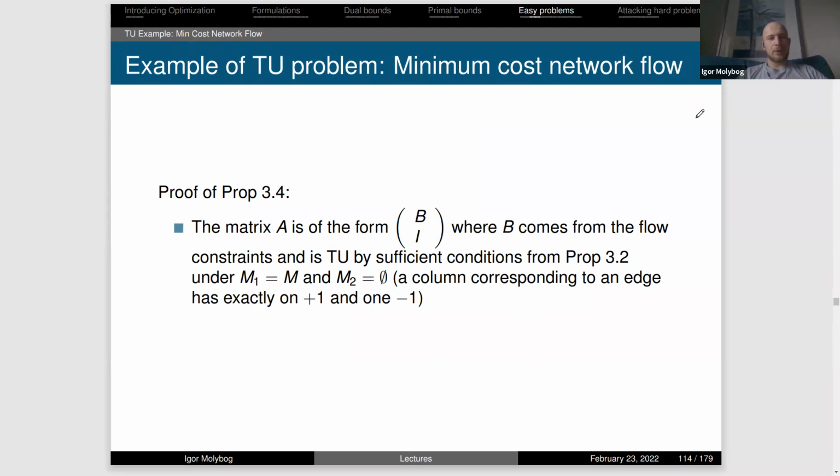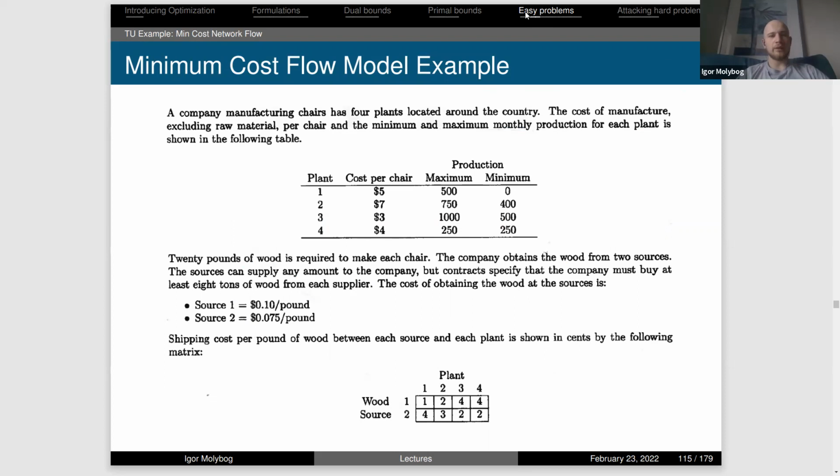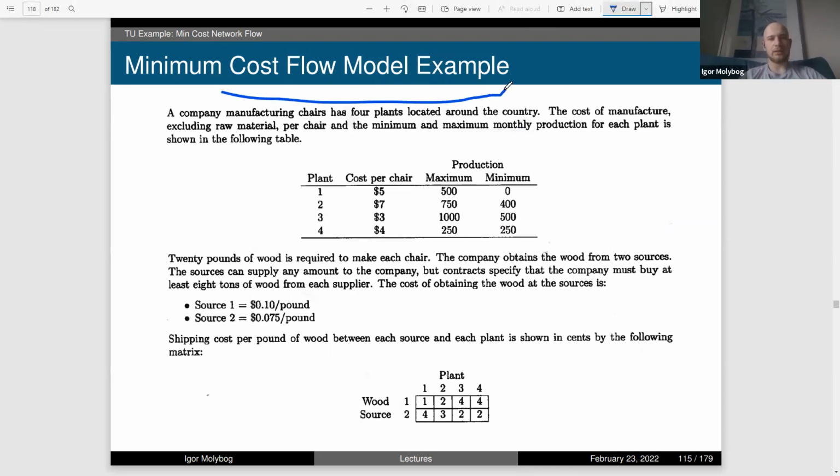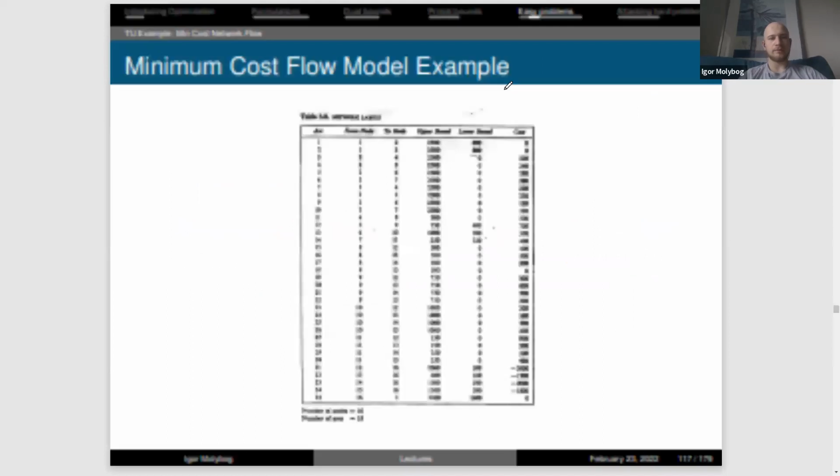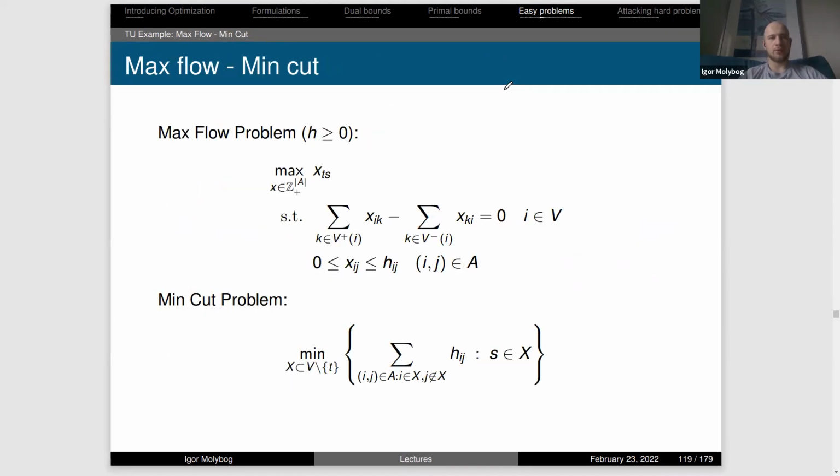Right. So we have applied proposition 3.2 regarding the sufficient conditions on total unimodularity to show that minimum cost network flow does in fact have the matrix A being totally unimodular, and therefore it can be solved with simple linear programming relaxation. This is one big example of minimal cost network flow that we have considered during the lecture. So please review this one more time.